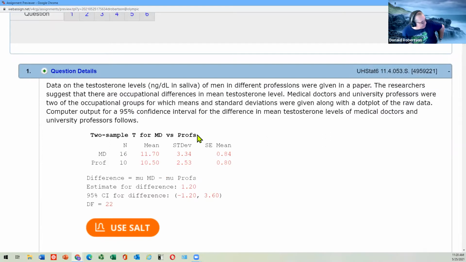And the researcher suggested that there's occupational differences between the male testosterone levels. So I'm making this up. There's probably a really good chance, although I have no evidence whatsoever to prove this, that professional boxers probably have a very high testosterone level, and that kindergarten male teachers probably don't.